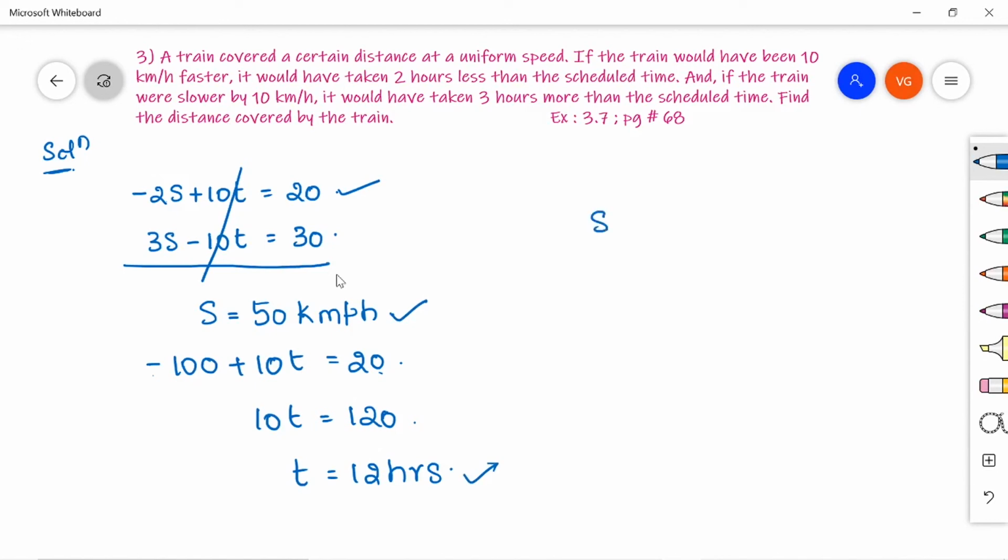Now you know speed is equal to distance by time. So the distance they have asked, distance is equal to speed into time, that is 50 multiplied by 12. So this will be 600 kilometers. This is how we can solve this problem.